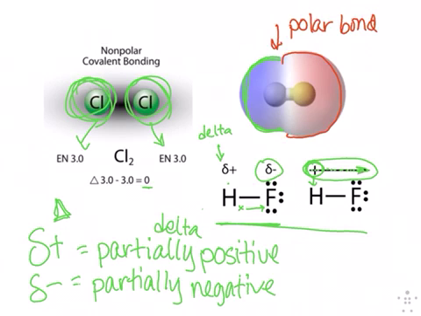So a polar bond will happen when your electronegativities are not the same, whereas nonpolar covalent bonds happen when your electronegativities are the same.